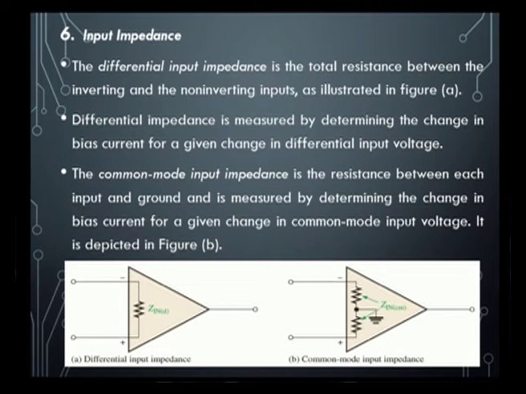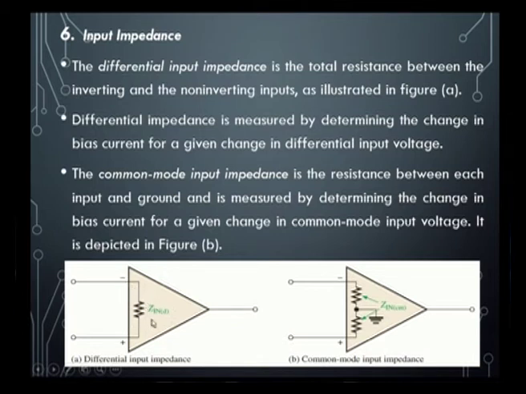Next we move on to input impedance. The differential input impedance is the total resistance between the inverting and the non-inverting inputs, and it is illustrated as the differential input impedance, also represented as Zin(d). This represents the differential input. It is measured by determining the change in the bias current for a given change in the differential input voltage. Obviously, impedance always depends on voltage and current. If the current and voltage at the input change, the Zin also changes.